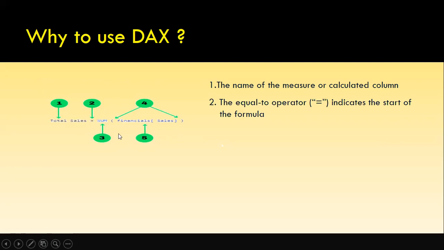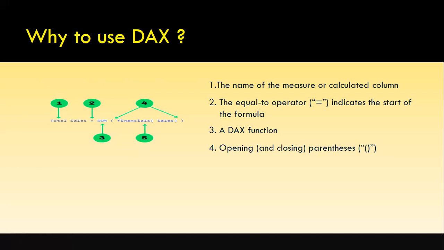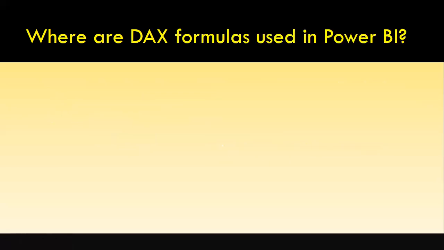Followed by the equal sign, you have a DAX function, SUM. Then followed by the SUM, you have the opening parenthesis and then the closing parenthesis. Whenever you use any function like sum, average, min, max, you need to use the open and closed parenthesis. Inside the parenthesis, you'll have to specify your column name or table name. So this is how you can define the measure.